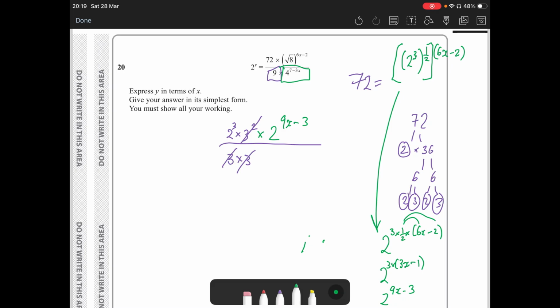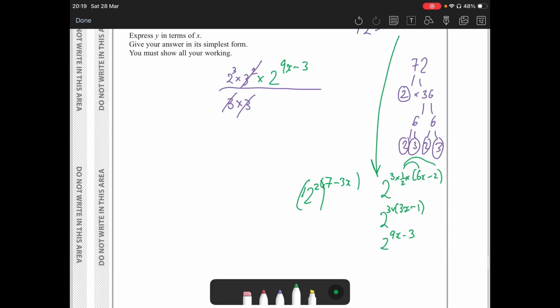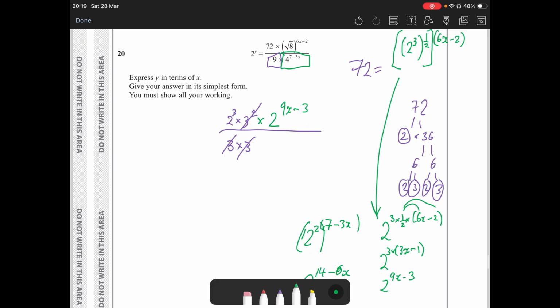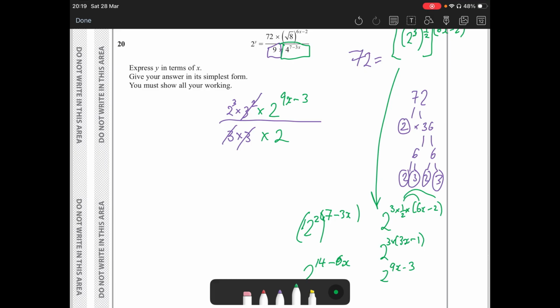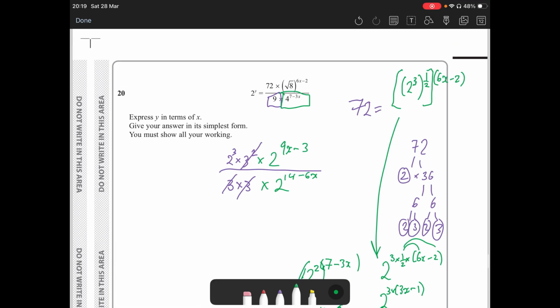Think of 4 as 2 squared. And then you obviously expand it to 7 minus 3x. So if you times these out, and yes, use brackets, you'll get 2 to the 14 minus 6x, right? So this will be 2 to the 14 minus 6x. Okay, so just a few reminders now.